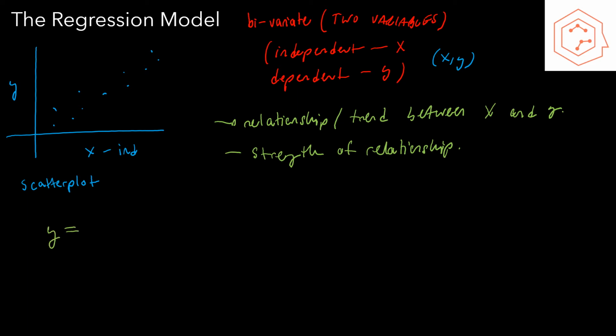We'll express y in terms of an intercept, so a, that's our intercept, and some slope b times x. And what we get is essentially a line of best fit that describes the best general trajectory or relationship between x and y. And now we need to find this line of best fit.